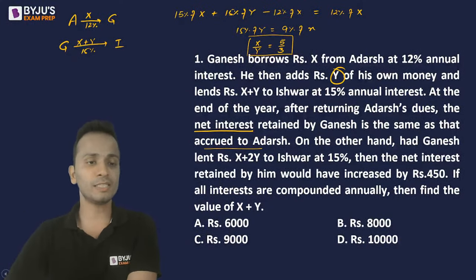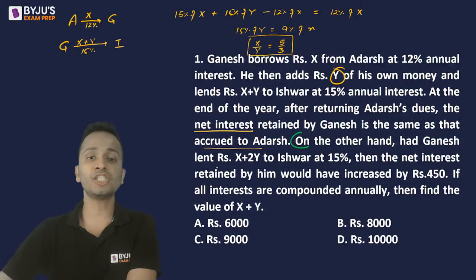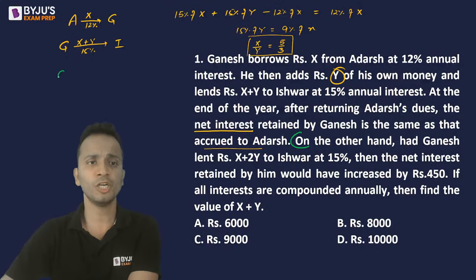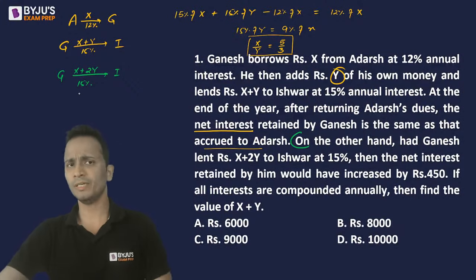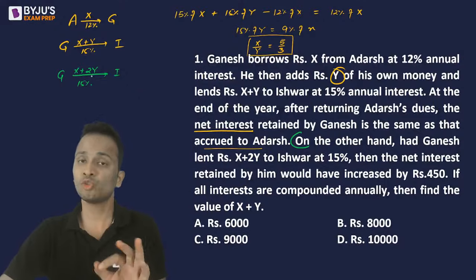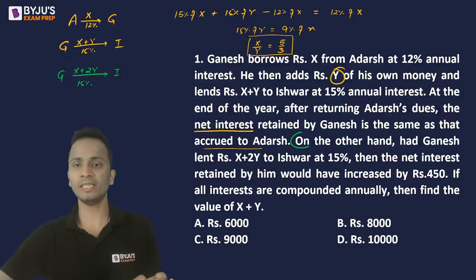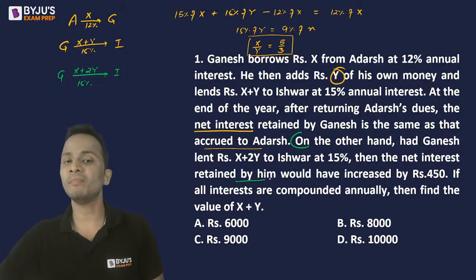Now let's look at the second case. Now they are saying that on the other hand, had Ganesh lent rupees X plus 2Y to Ishwar at the same rate of interest. So Ganesh would have lent, instead of X plus Y, X plus 2Y to Ishwar at the same rate of interest. Okay. Now the extra money that he is lending is Y. So the extra interest that he will get will be 15 percentage of Y, right? Then the net interest retained by him would have increased by 450.